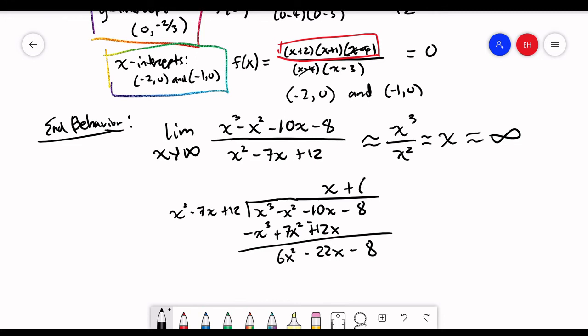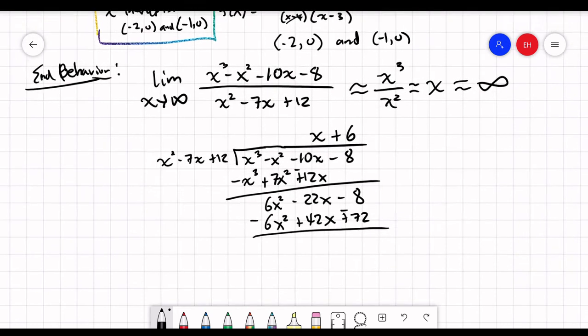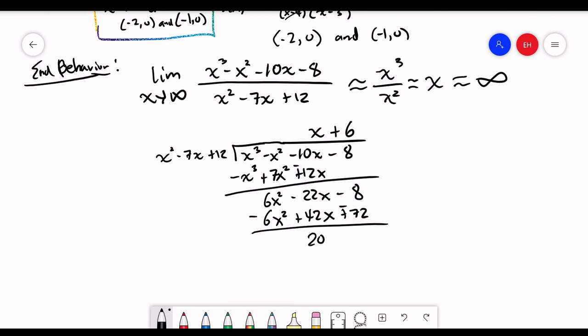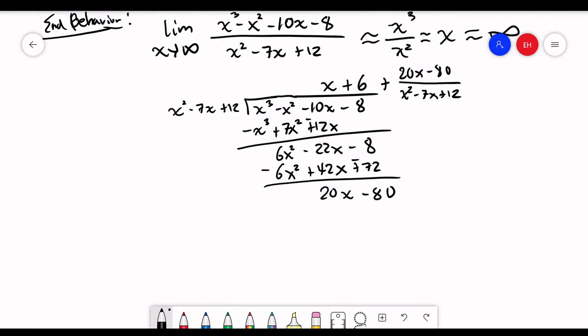So I have x plus 6, and I got to figure out the remainder. Although the remainder doesn't really matter. I'll show you that in a bit here, why that's the case. But okay, so I subtract and I get 20x minus 80, and x squared can't go into that, so I have a remainder. So the remainder is going to be 20x minus 80 over x squared minus 7x plus 12. Okay, so this is the same function, right? It's just written a different way because we did the division.